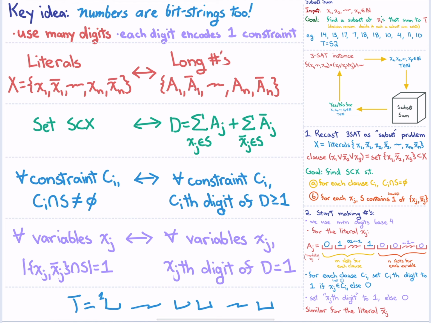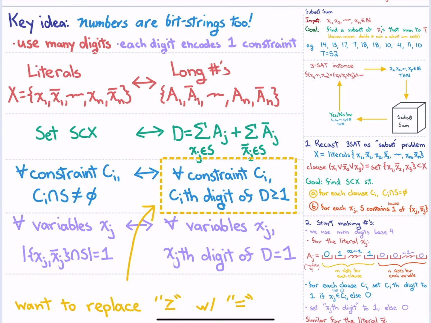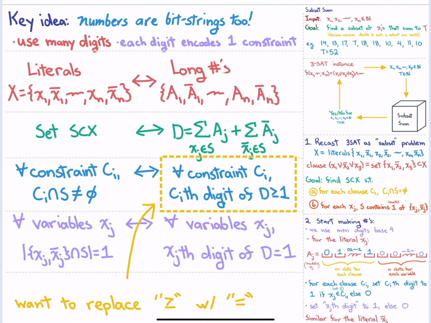Okay, so the clauses should be 1, 2, or 3, which is a little bit weird. The variables should all be 1, right? But the problem is that I have this greater than or equal to 1 instead of equal to something. So we're very close to finishing, but there's one bug in our construction.